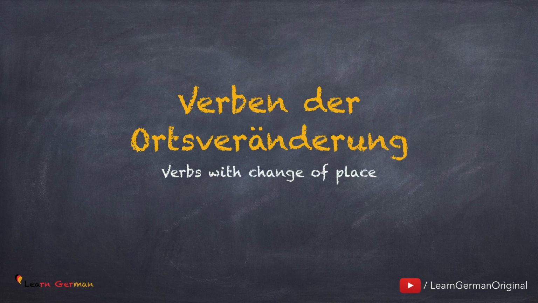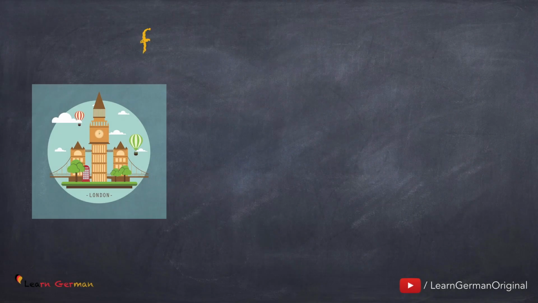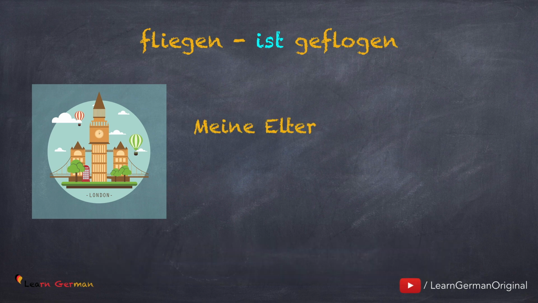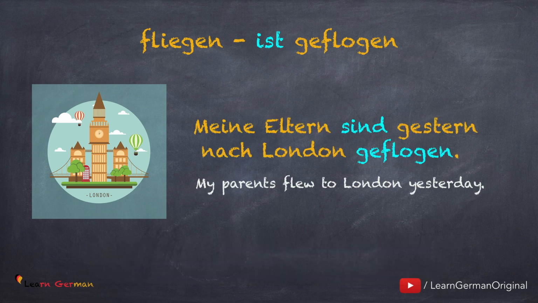Verben der Ortsveränderung. And here's the first one. Fliegen ist geflogen. Meine Eltern sind gestern nach London geflogen. In this case, there is a change of place from A to B. That means from the present place to London. So verbs showing a change of place will take sein as the Hilfsverb in perfect.